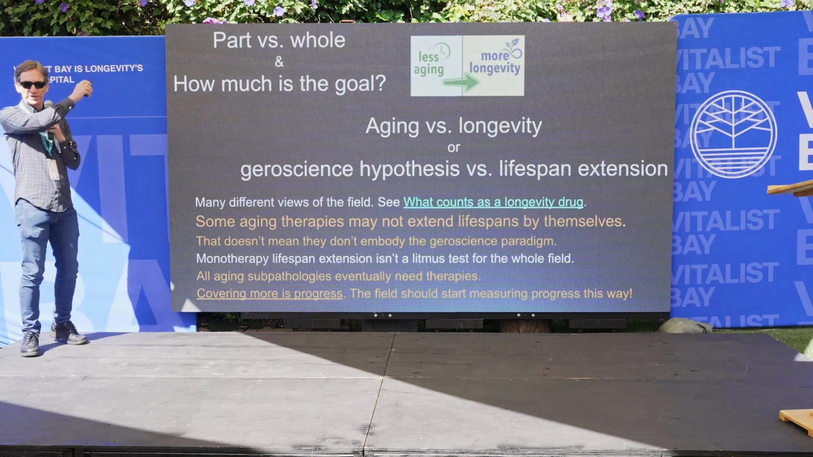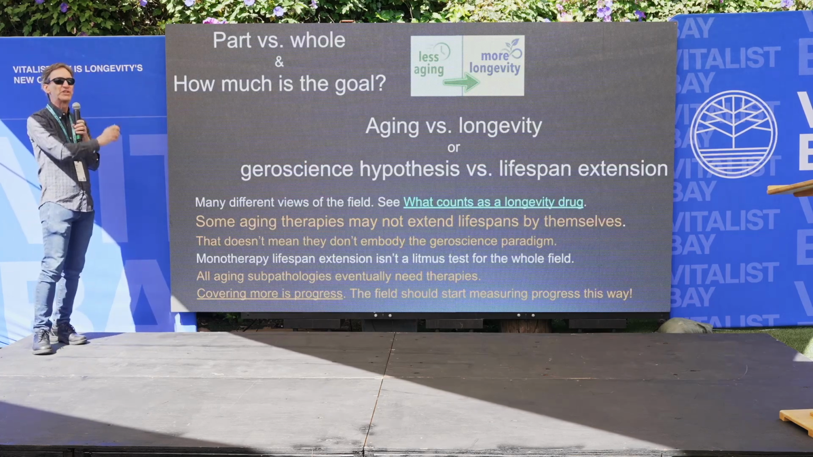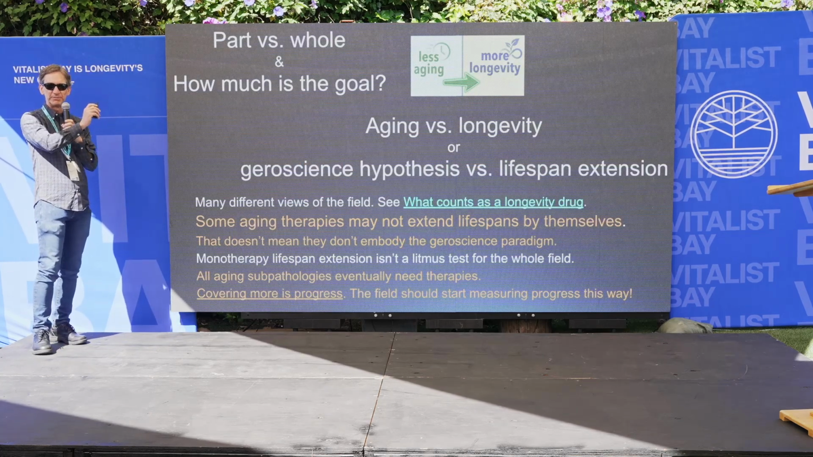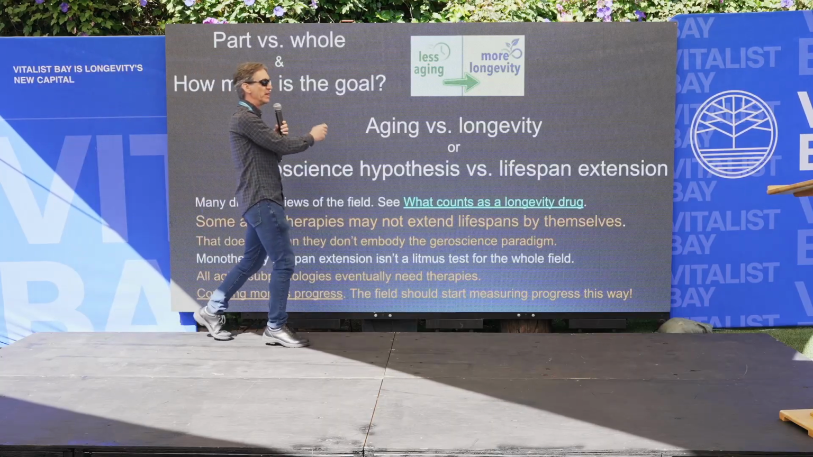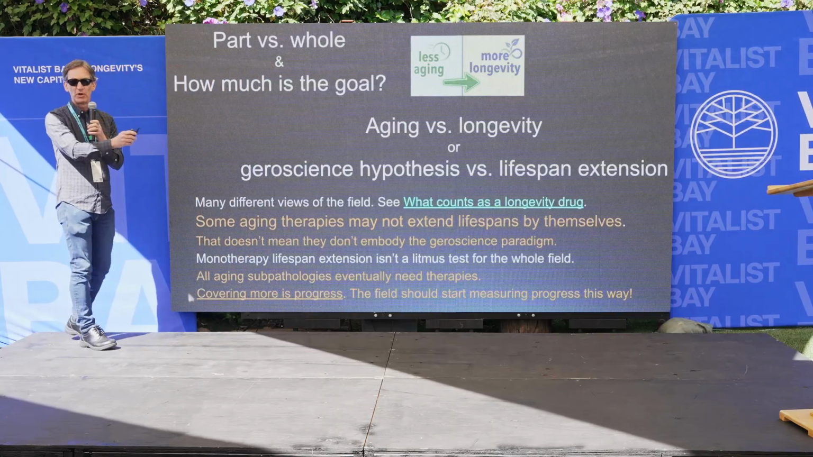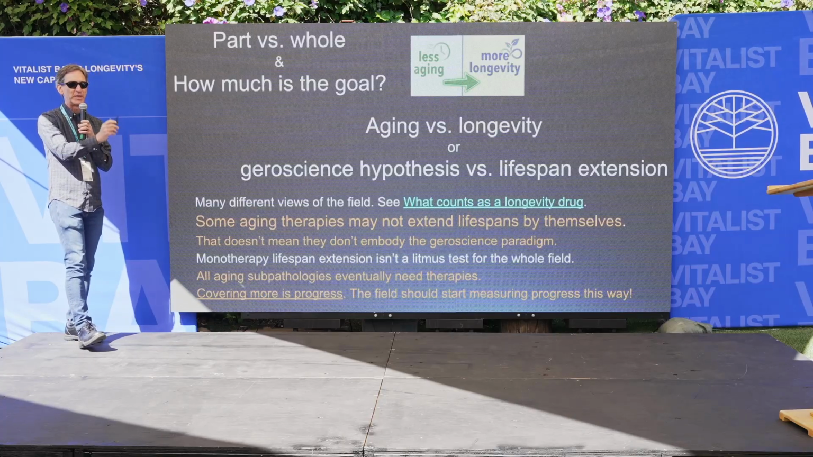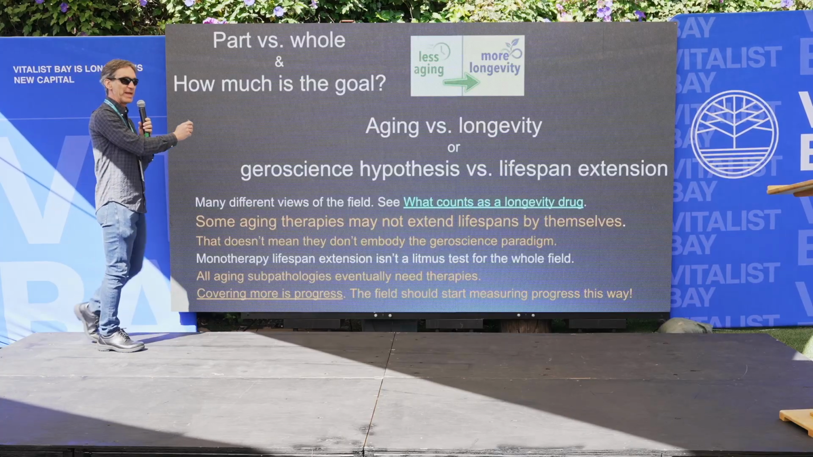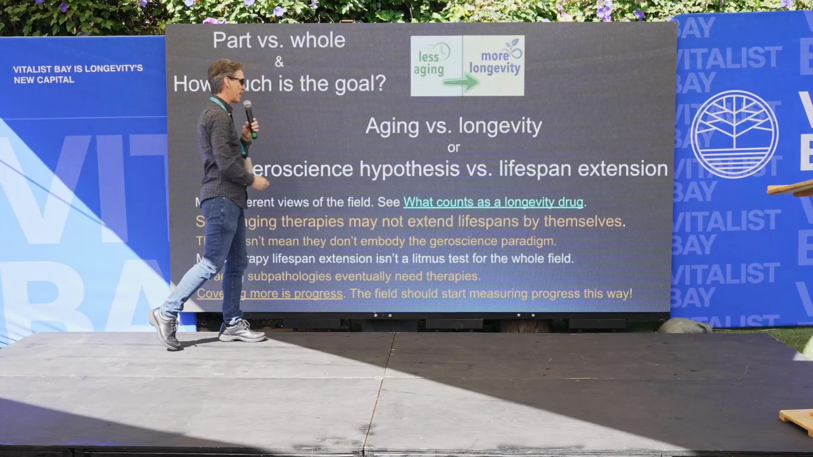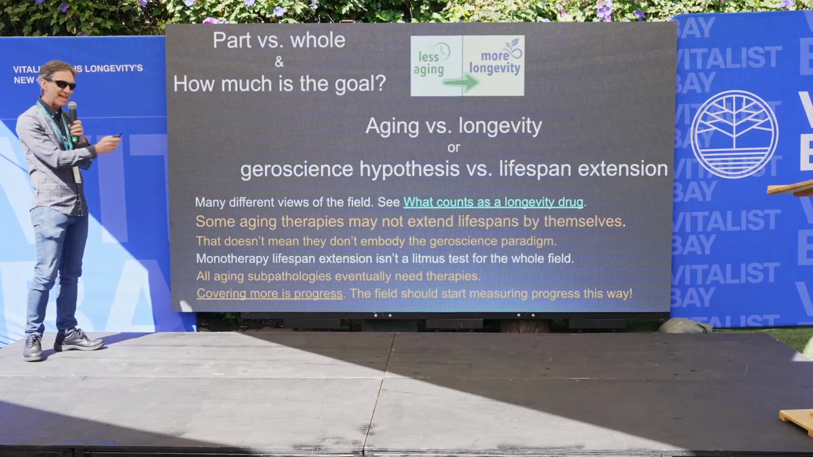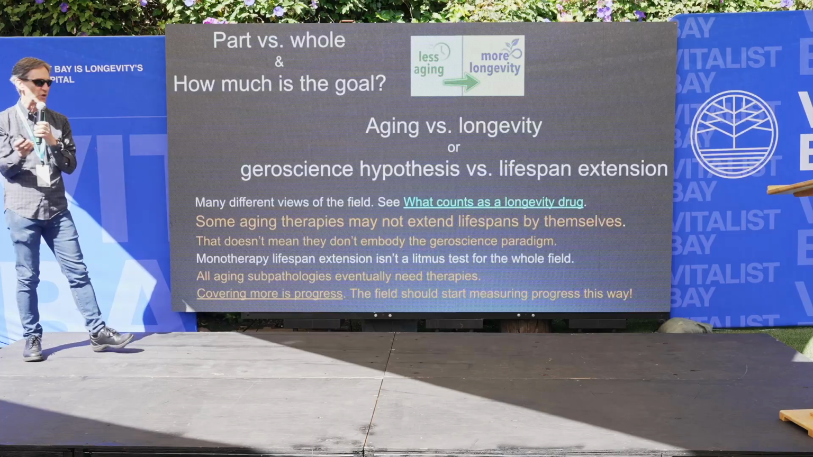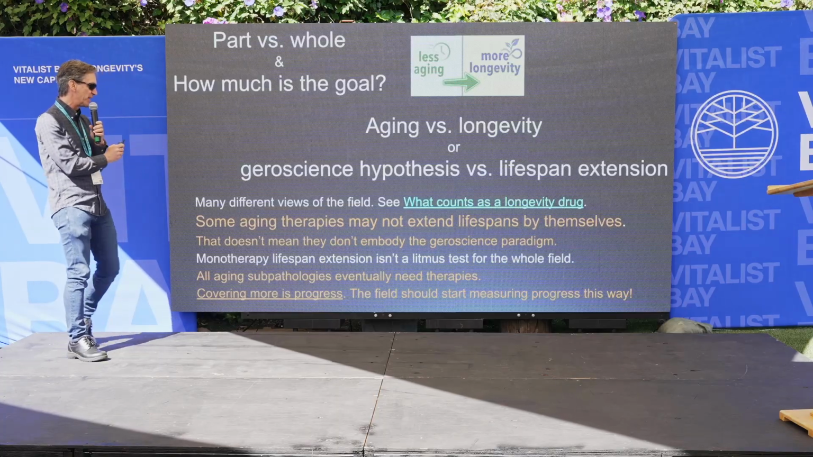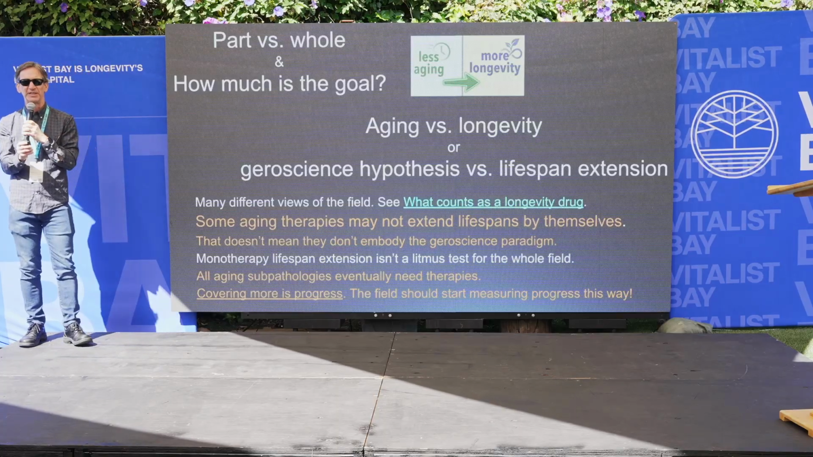So the most important distinction is the part versus the whole, right? Which is the goal, to slow everything or just to fix a part? And this gets back to the whole aging versus longevity. Slowing everything can buy you some actual longevity gains in a single therapy, but aging is the thing that's treating the pathology. So this gets at the issue of what counts as an aging drug or what counts as a longevity drug. And in my opinion, the litmus test is the geroscience hypothesis.